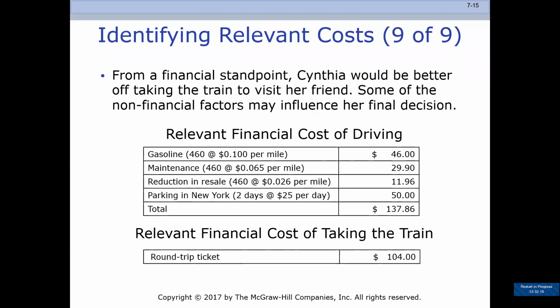And here's one way to figure this out. Cost of gasoline, 460 miles. Where's the 460 come from? Round trip. 230 times 2, 460 at 10 cents a mile. So $46 for gas. Maintenance, 6.5 cents a mile times 460. Reduction in resale value, 460 times 2.6 cents per mile. Parking in New York, 2 days at 25 per day. So if she took the car, it would cost $137.86. Round trip train ticket is $104.